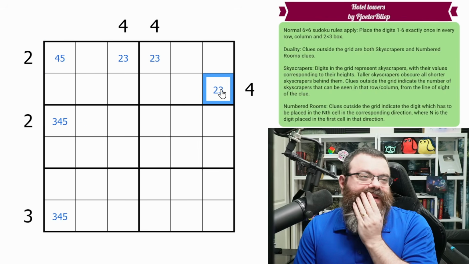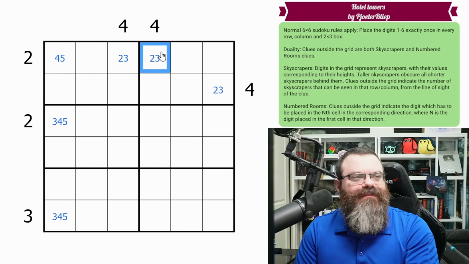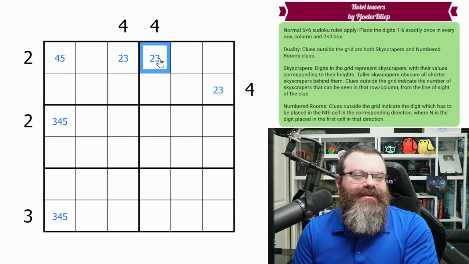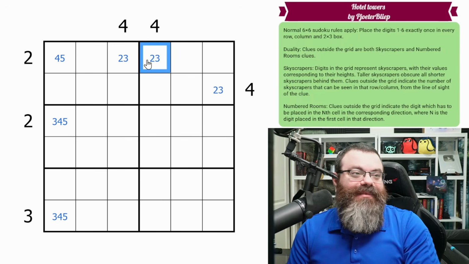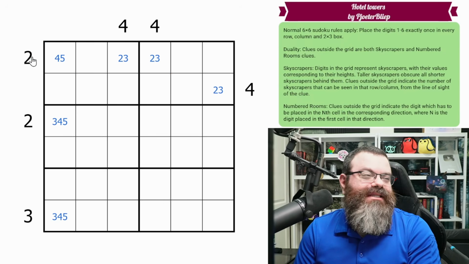Let's see. So let's think about the numbered rooms here. The 2 is in 4 or 5. No, it can't be in 4 because that's 2 or... No, sorry, it can be in 4. Sorry. In fact, okay, it must be here. Not that it can't be there. It must be there. So the 4 or the 5 that goes here is placing a 2.